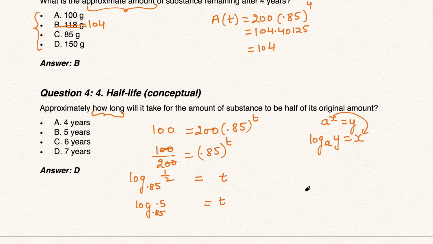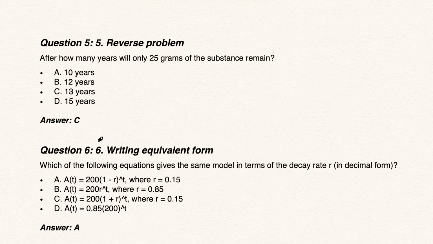Okay, let's put the values in the calculator. So time is equal to 4.26502. Now if you round it off, that is 4 years. Okay, that is the wrong answer. This we have to check. D is not the right answer. Right answer is 4 years. Let's come to the next question.